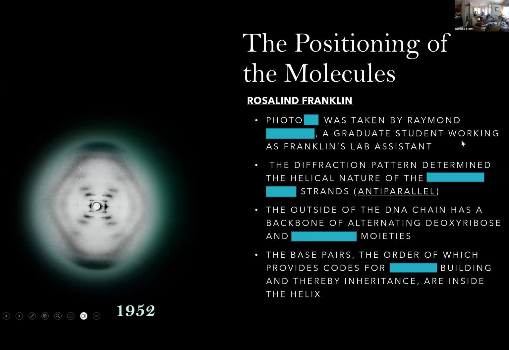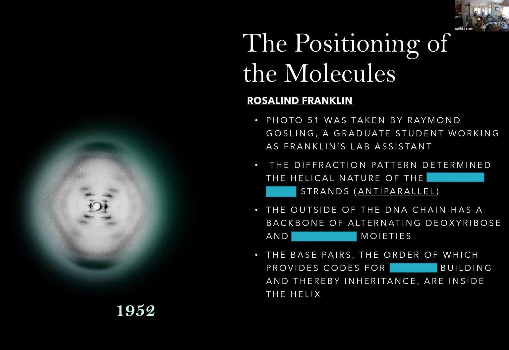Anyway, so the positioning of the molecules. So what photo number? Caitlin. Photo 51. And what was the guy's name? Her lab assistant was Raymond Gosling. You can remember Ryan Gosling. There you go. But not that cute, unfortunately. He was kind of a derpy looking dude. He really was. And he's a spy.